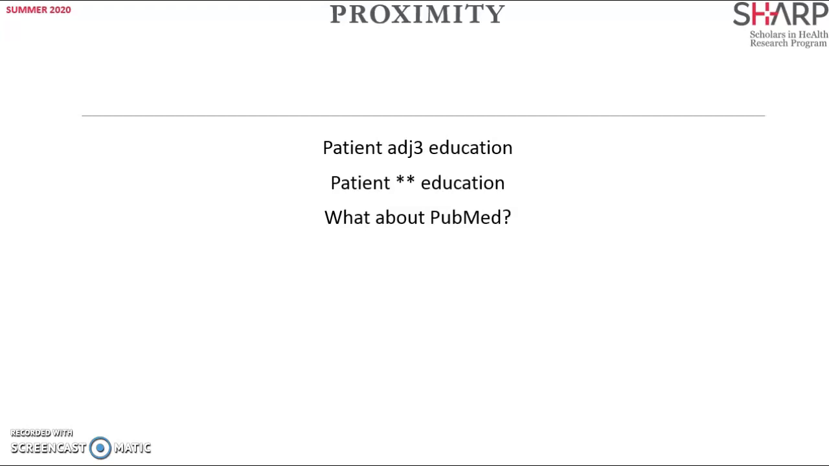It is represented by patient ** education in Google. What about PubMed? Does PubMed give us any proximity or adjacency? No. So how would I go about this in PubMed? I would actually type in patient AND, between quotes, the phrase family education, or patient AND the phrase friend education, or patient AND beloved education, for example.